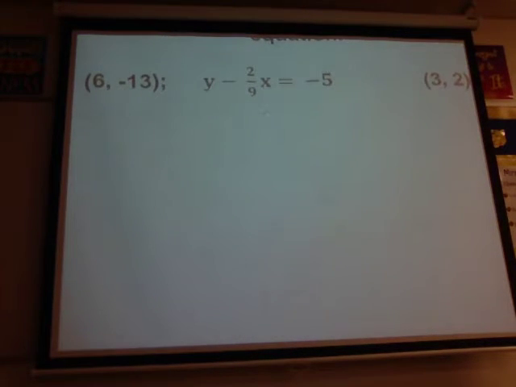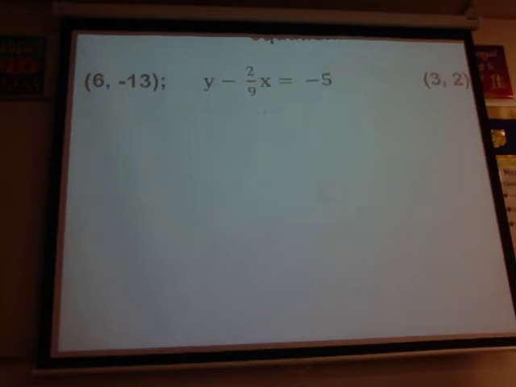(6, -13), we're going to use the equation y minus 2/9 x equals -5. And we want to write the equation as perpendicular. Okay? The coins need to be put away.